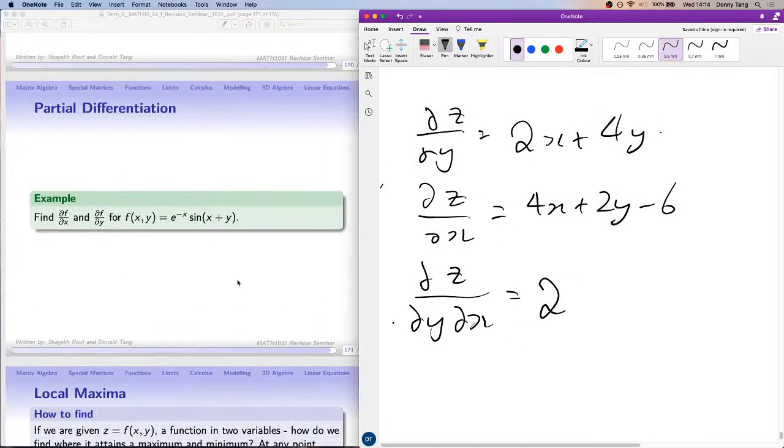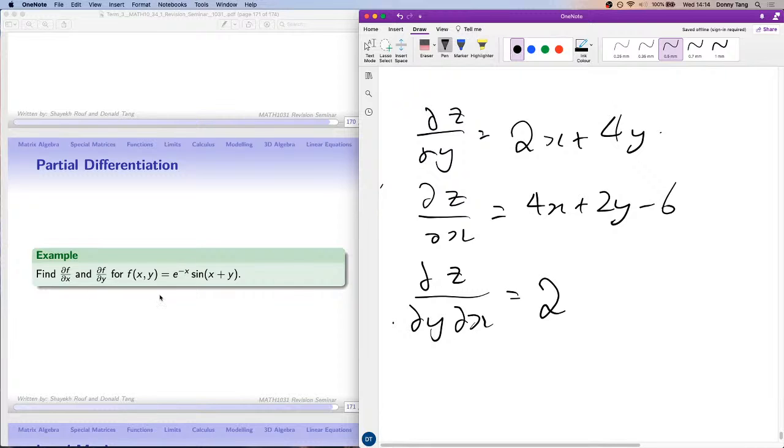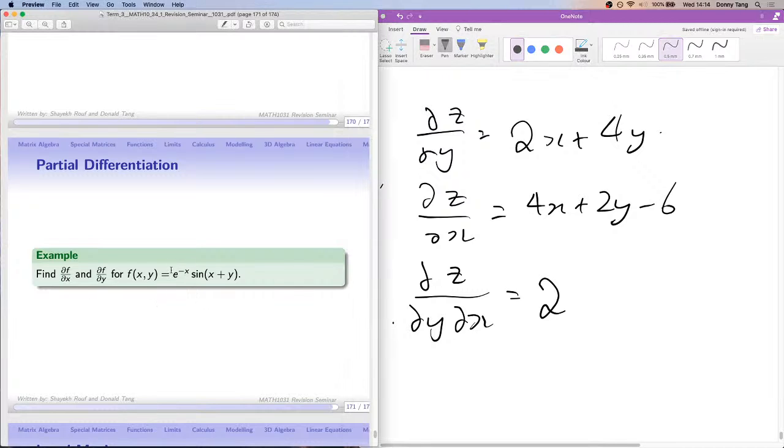Anyways, moving on. You guys should try to do this in your spare time. I mean, it's not too difficult, okay? It's just like product rule.